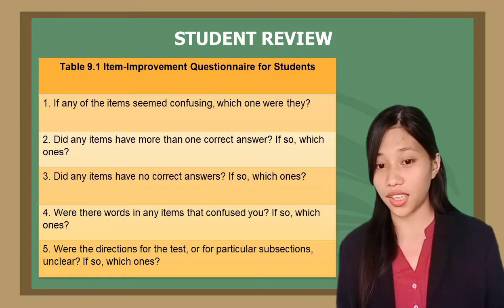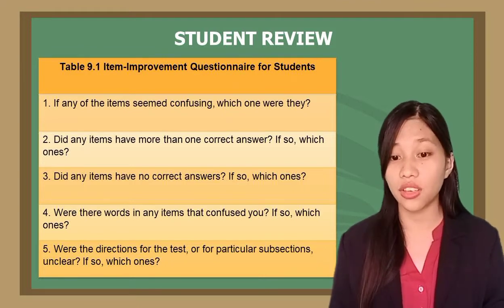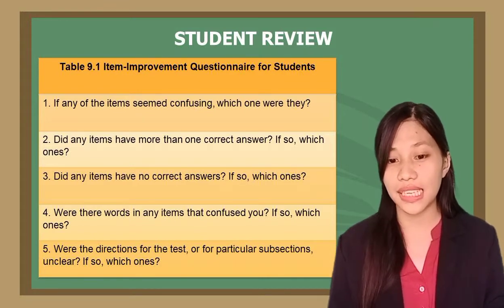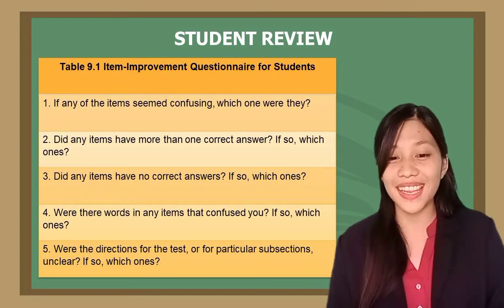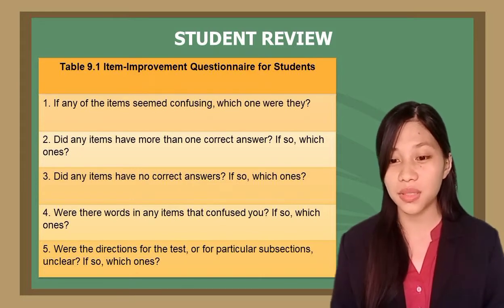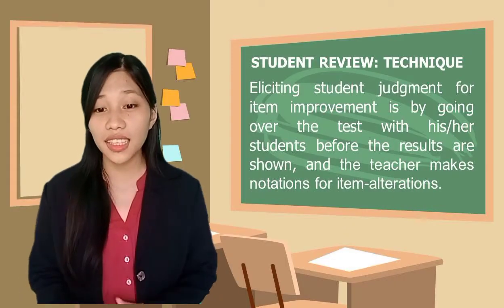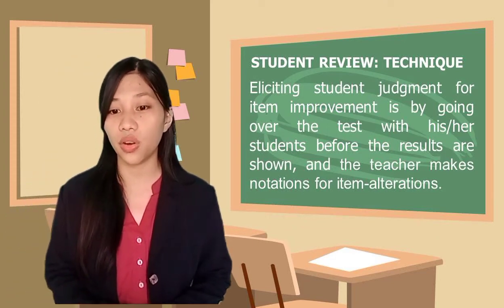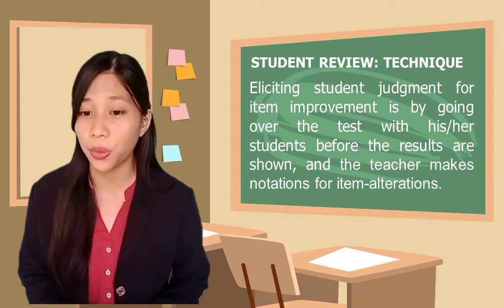If so, which ones? And then the third one, did any items have no correct answer? If so, which ones? Number four, were there words in any items that confused you? If so, which ones? And then number five, were the directions for the test or for the particular subsection unclear? If so, which ones? Another technique of eliciting students' judgment for item improvement is by going over the test with his or her students before the results are shown.